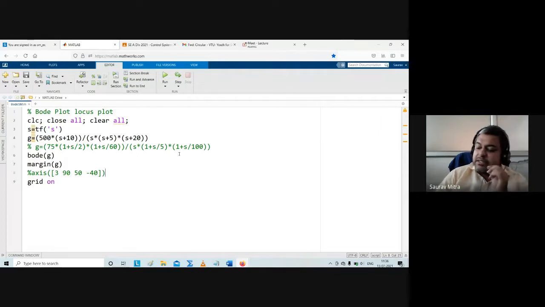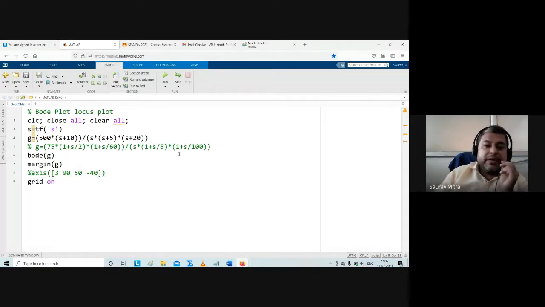So first range is 0.1 to 5. In 0.1 to 5, there is only one falling slope, that is 1 by s. So net slope will be minus 20 dB per decade. Then 5 to 10, there are 2 falling slopes. One is 1 by s, another is 1 by s plus 5. So 2 falling slopes of first order, that means net slope is minus 40 dB per decade in between 5 to 10. Then 10 to 20.